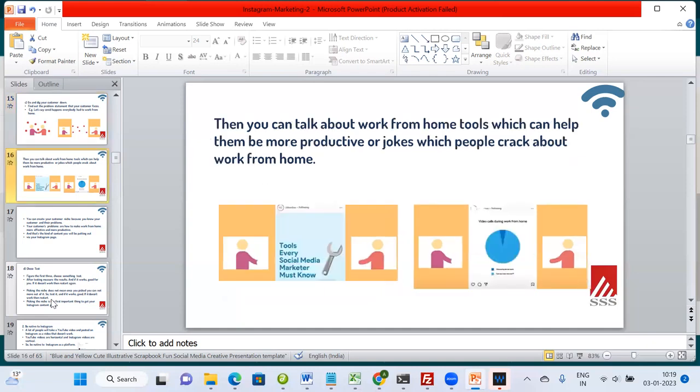Then you can talk about work from home tools, which can help them be more productive, or jokes which people can crack about work from home.